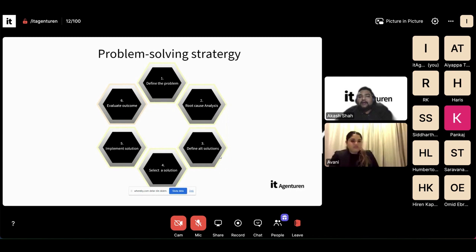Maybe you can create a mind map when trying to troubleshoot that. And then at the end, once you have all your solutions listed down or maybe mind mapped, you can try and implement the most viable solution so that you can resolve the issue for your customer.